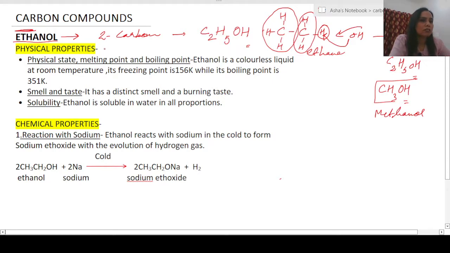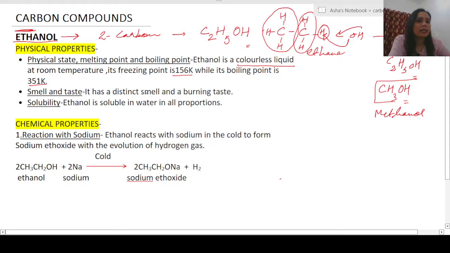So what are physical properties? Physical properties are the properties which you can observe through your naked eyes, like the physical state. You can note down the melting point. You can also observe the boiling point. So ethanol is a colorless liquid at room temperature. Its freezing point is 156 Kelvin and its boiling point is 351 Kelvin.